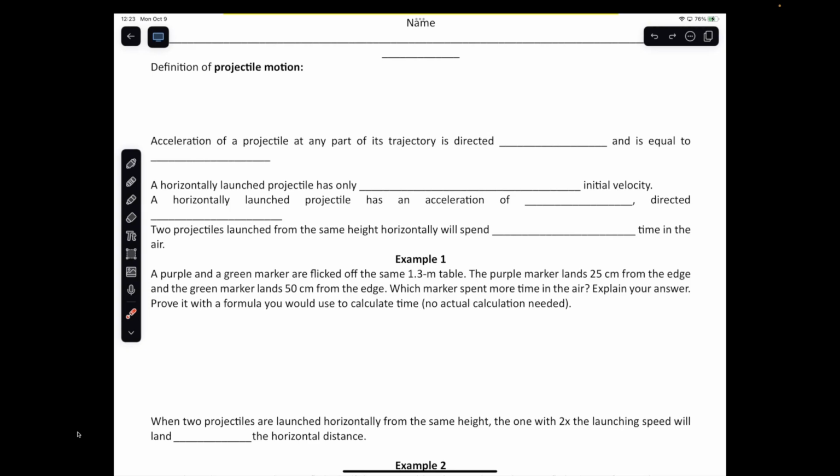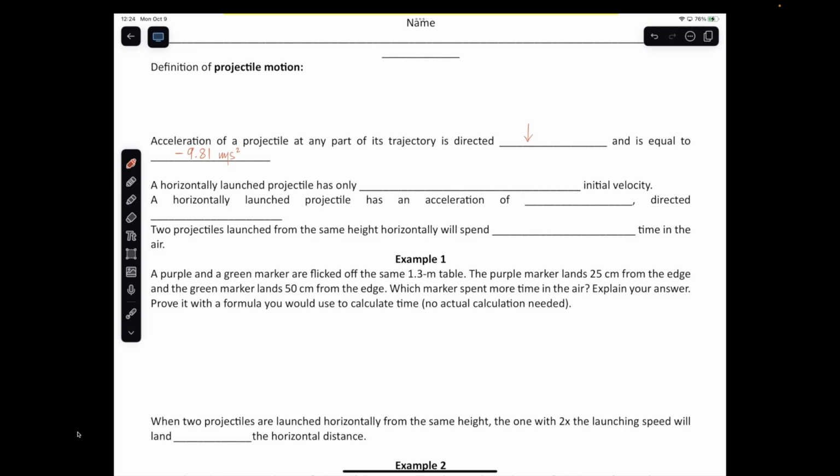Acceleration of projectile motion, at any part of its trajectory, doesn't matter if it's at the very beginning, after it's just been launched, if it's at the top of the trajectory, if it's on the way down, it does not matter. The projectile has a downward acceleration, no horizontal acceleration, only the downward acceleration. So it's directed downward and is equal to 9.81 or 9.8 meters per second squared. If you want to call it negative, go for it. The important part is that it is downward.